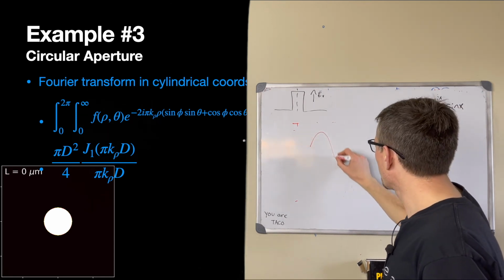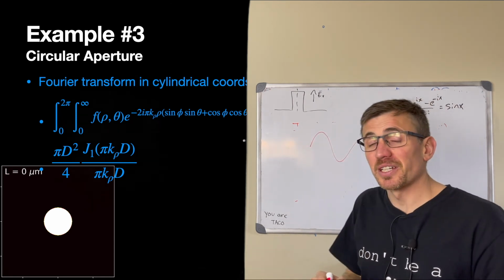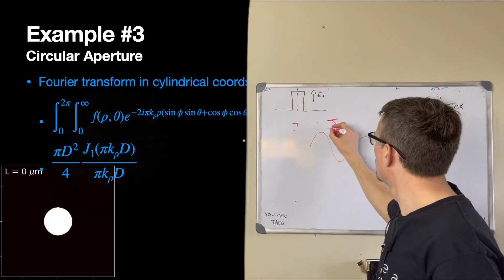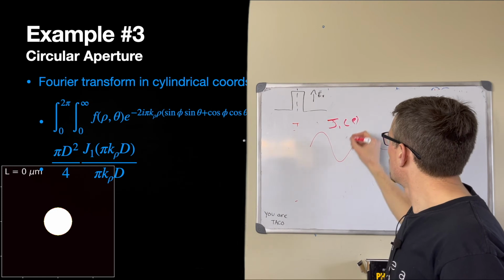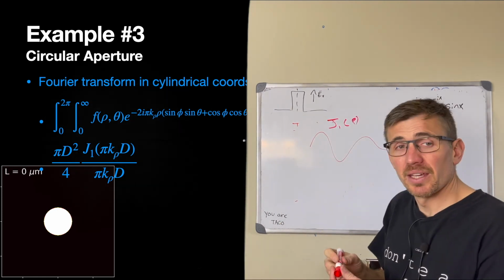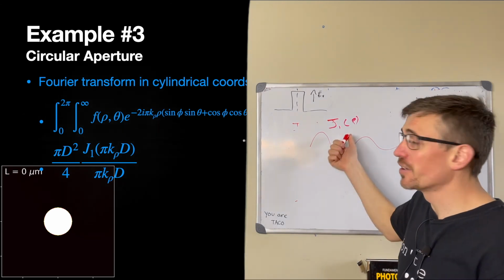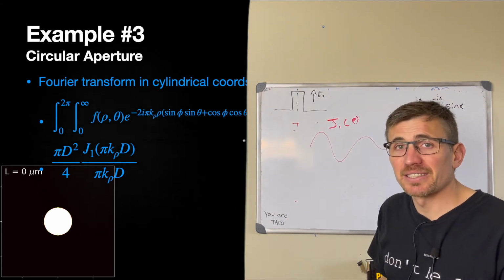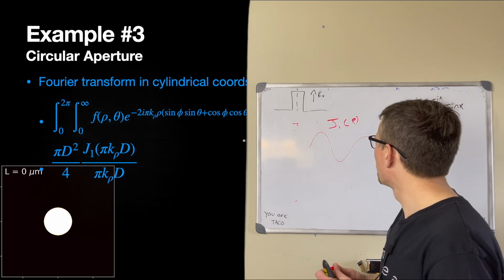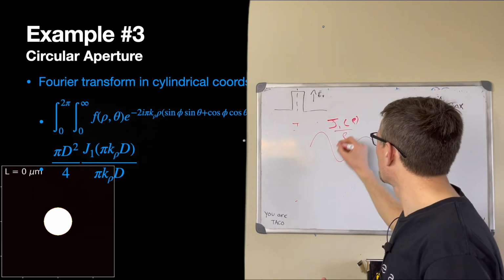Bessel function is very, very sine-like. Not exactly. And it basically comes up a lot when you have problems with cylindrical symmetry. And here we have a Bessel function of x divided by x. It's like a sinc function, but they call it a jinc function. So it's a Bessel function over the argument.